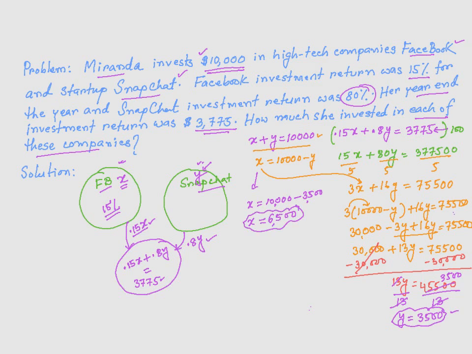So Miranda invested 6500 in Facebook, and she invested 3500 in Snapchat. And you can see 6500 plus 3500 is 10,000. Of course, that's one check. Another check, you can do 15% of 6500, X is 6500, and 80% of Y, which is 3500, will actually be equal to 3775. I hope that this discussion was helpful. Thank you very much.